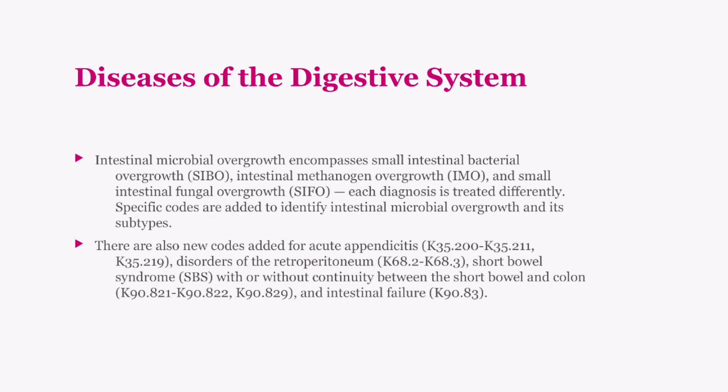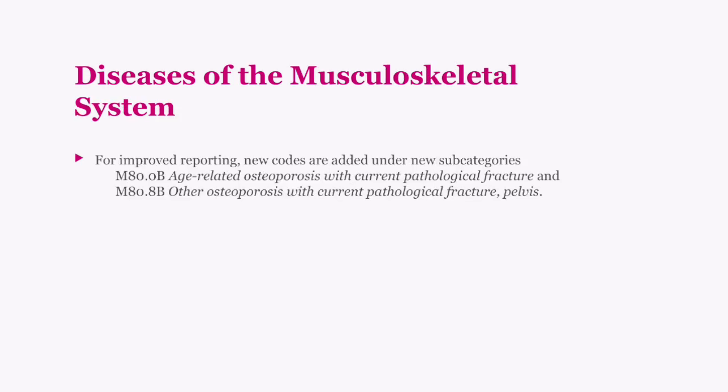There are also new codes added for acute appendicitis, K35.200, K35.211, K35.219, disorders of the retroperitoneum, K68.2-K68.3, short bowel syndrome, SBS, with or without continuity between the short bowel and colon, K90.821, K90.822, K90.829, and intestinal failure, K90.83.